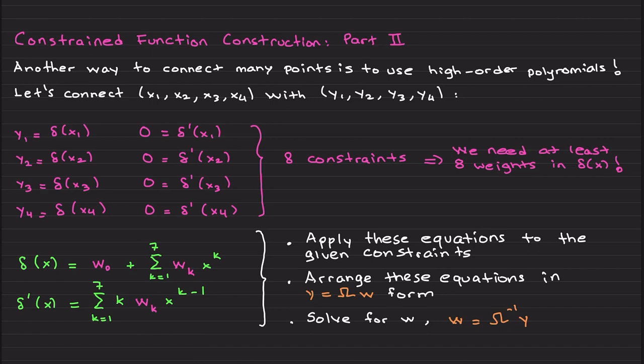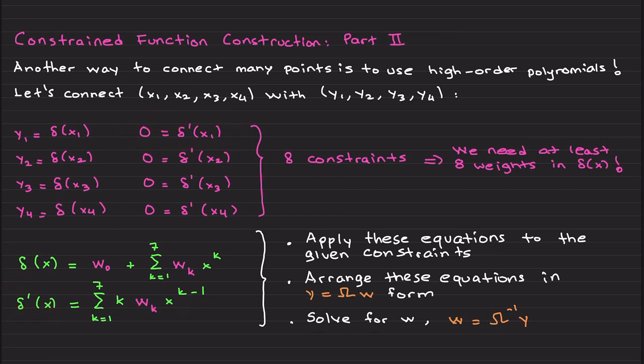Here is the procedure, right? I wrote in the previous videos these expressions explicitly, but as the order increases, let me mention the general recipe of what you need to do. First of all, apply these two equations to the given constraints. What I mean by that, y1, for example, equals delta at x1 to satisfy this constraint, and in this case, you are going to use x1. To satisfy this constraint, 0 will be equal to this function evaluated at x1, which needs the x1 here.